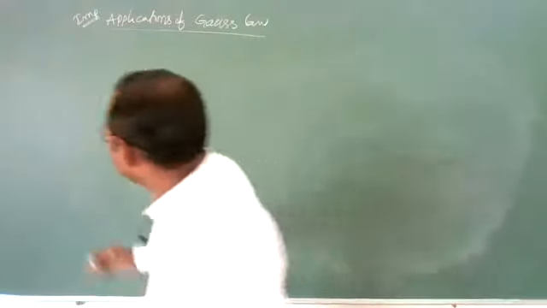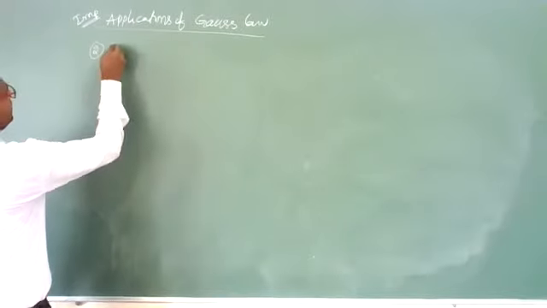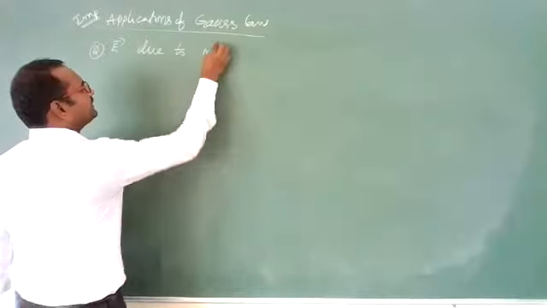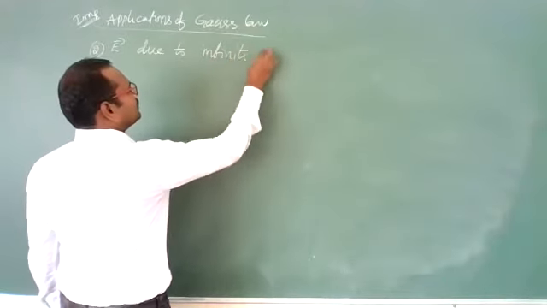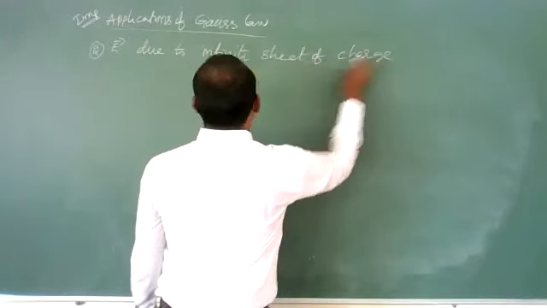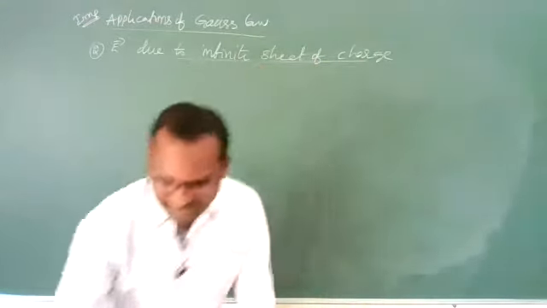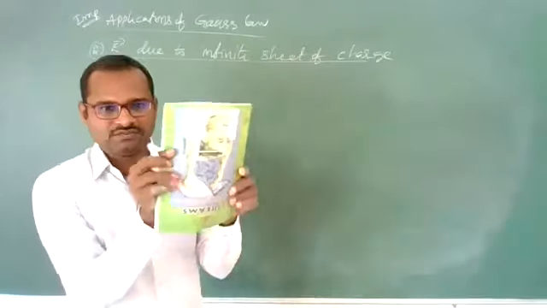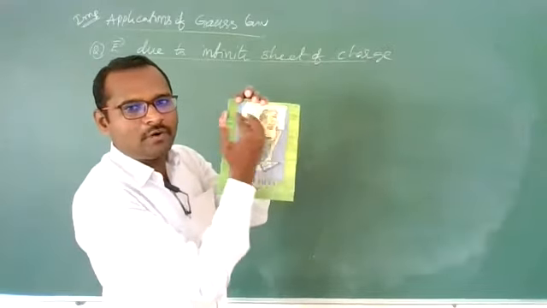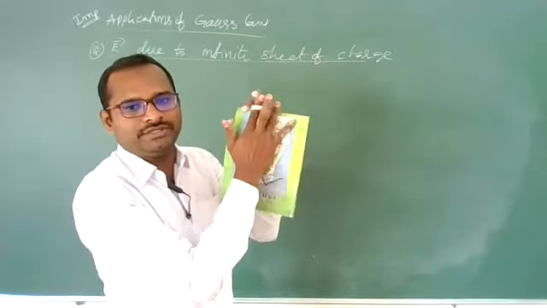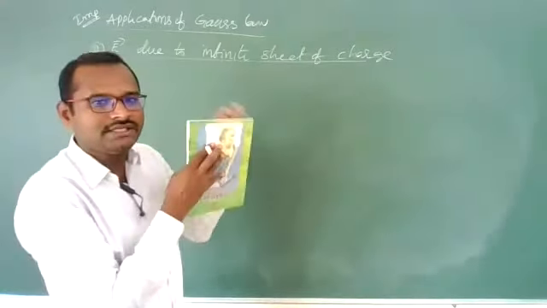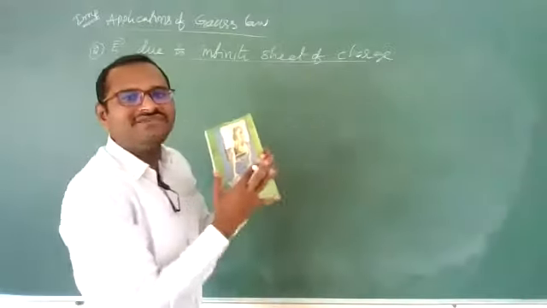Yes. Second application is electric field due to infinite sheet of charge. Imagine we are having one sheet, like this book is there, no? Yes, this sheet is there. Now on this sheet, at each and every point, charge is uniformly distributed. And due to this sheet, at any distance, what will be the electric field?